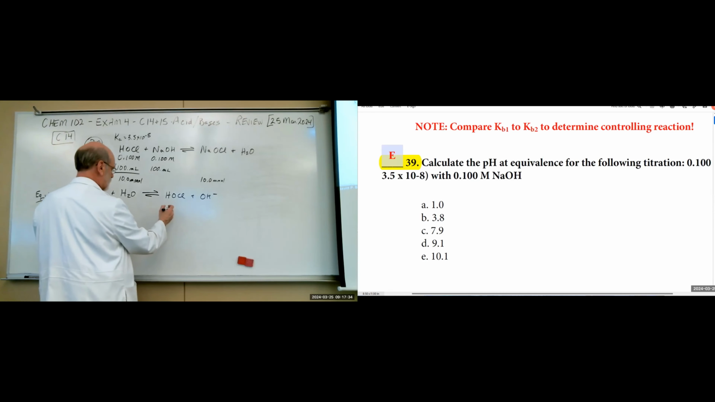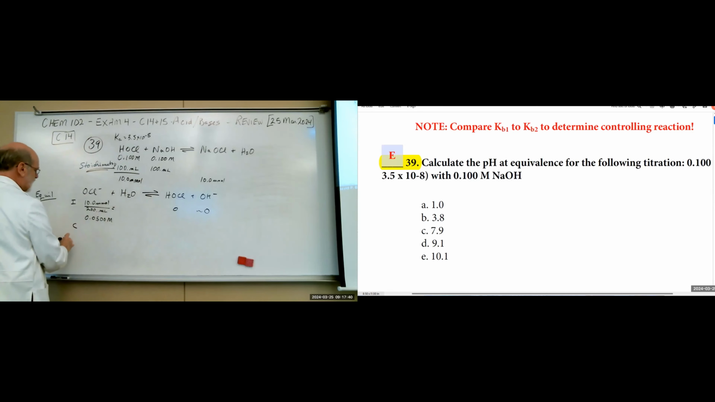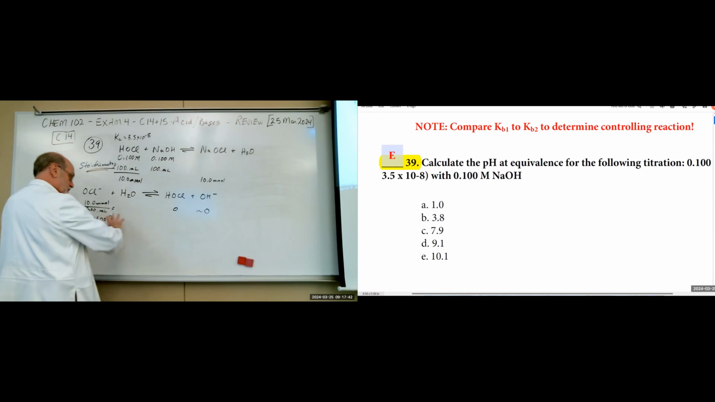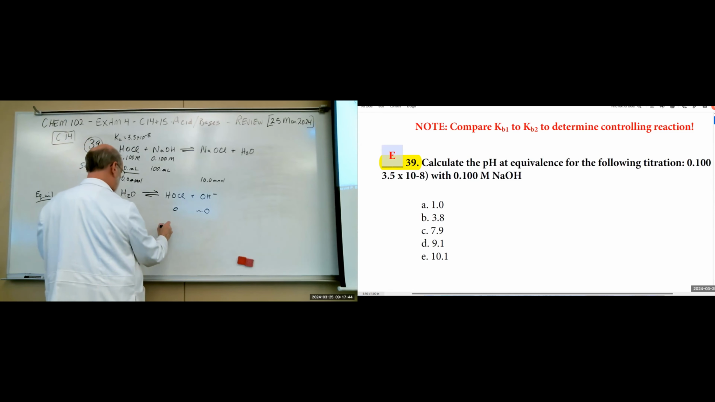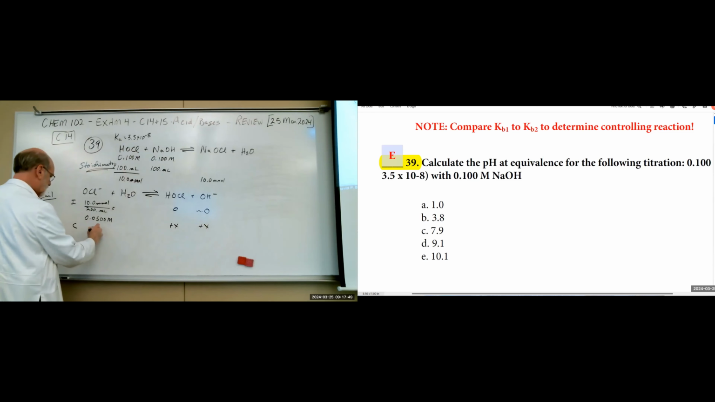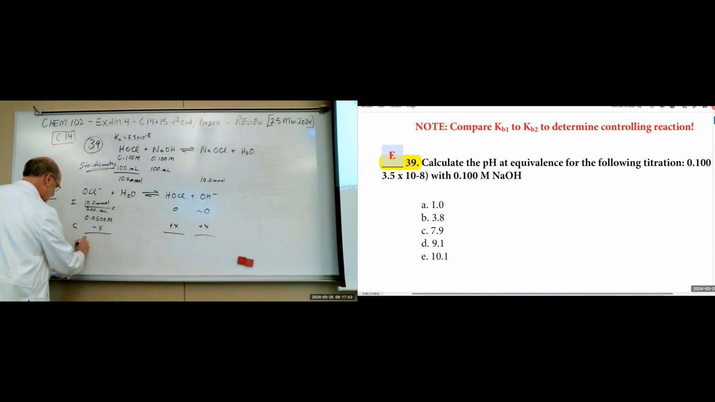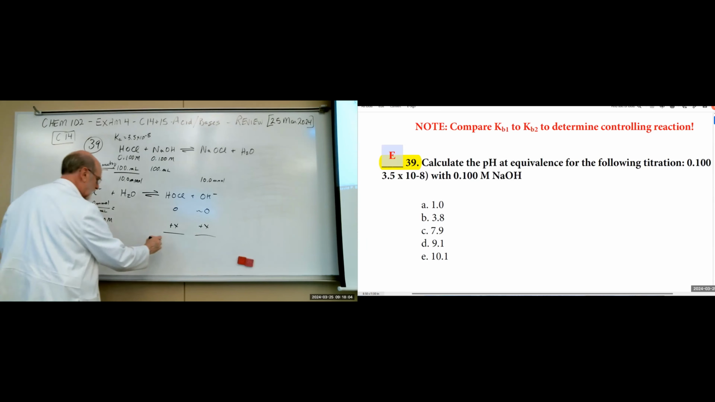Okay. And we're starting off with essentially nothing there and essentially nothing there. Okay, what's the change? Well, the change is we're going to produce some of this in a 1-to-1 ratio. And we're going to lose a little bit of this. So we got 0.0500 minus X. That's correct. And then X here.